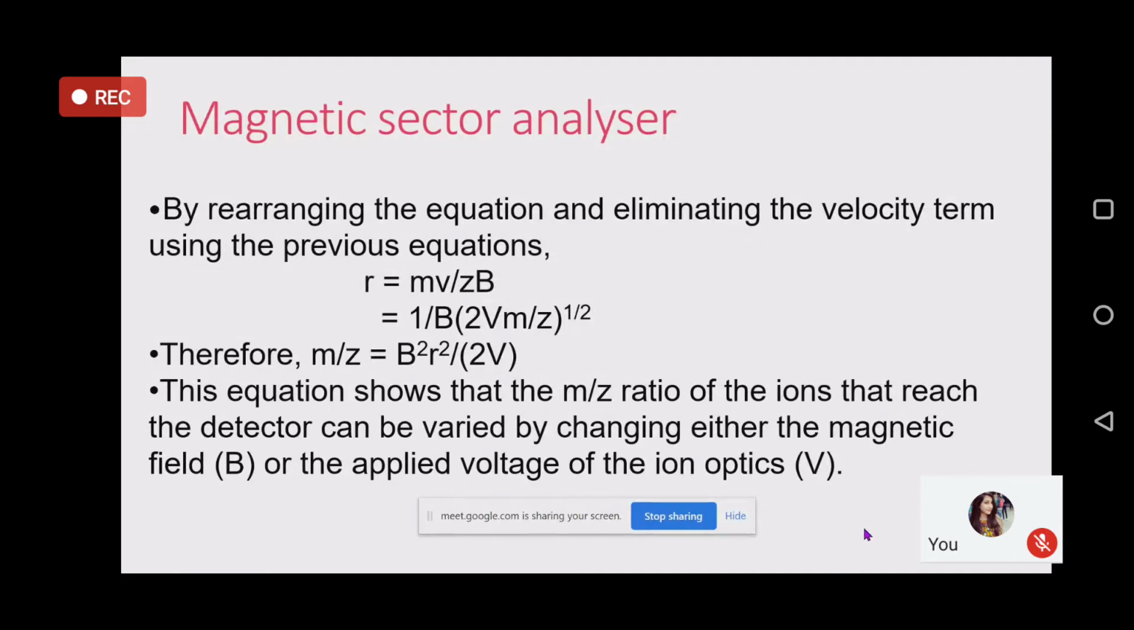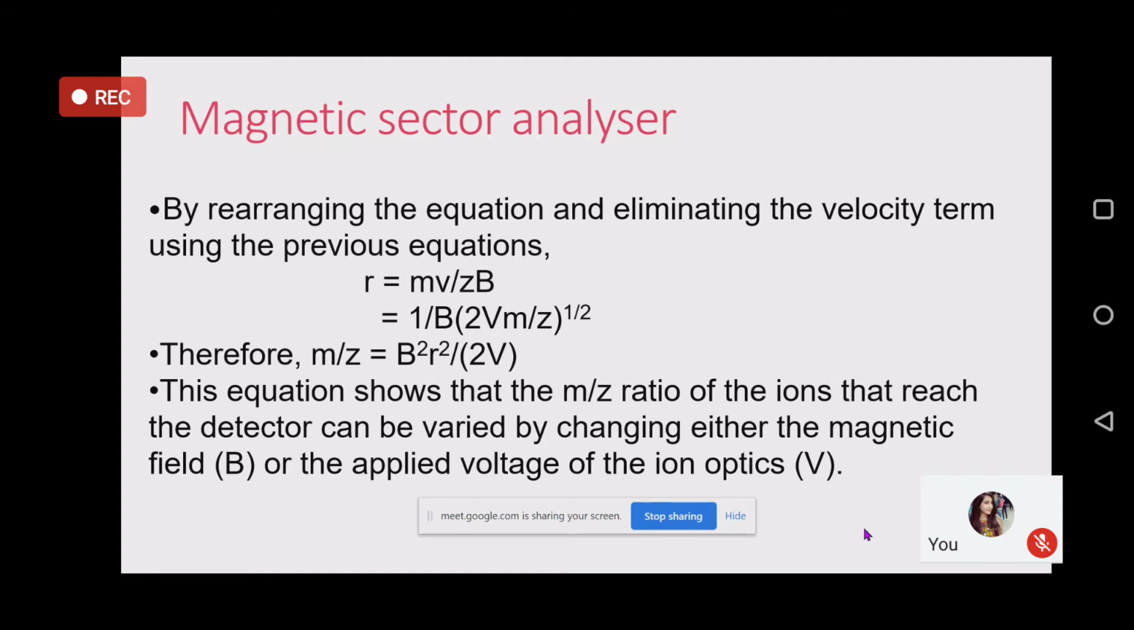Are you able to follow this point? They have to follow the same path, but they will not be able to do that at the same time. What do I mean by the same time? At the same strength of the magnetic field and the electric field. So that is why the fields are changed. The basic equation we have to look at is M by Z equal to B square R square upon 2V. When this equation is satisfied, the particles of that M by Z will reach the electrode and get discharged over there.